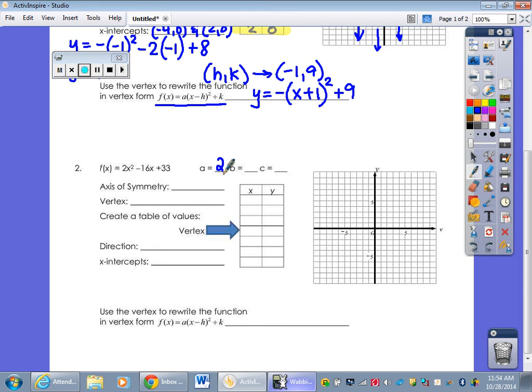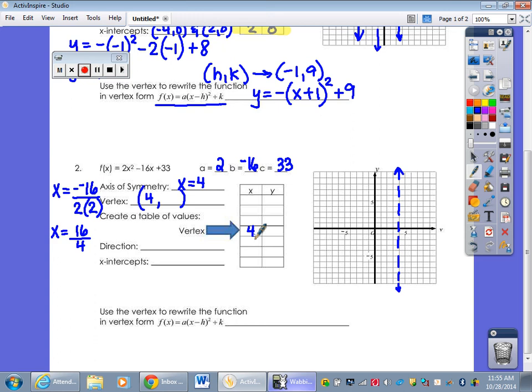A is 2, B is negative 16, and C is 33. So axis of symmetry, remember it's negative b divided by 2a, so negative 16 divided by 2 times 2, because a is 2, and we multiply that by 2. So we have positive 16 divided by 4, which makes our axis of symmetry equal to x equal to 4. So this is going to be our axis of symmetry, which means our vertex is going to be 4 comma something. You know it's going to be that.